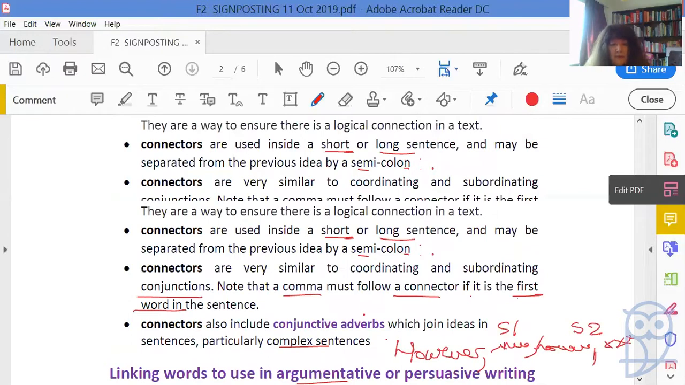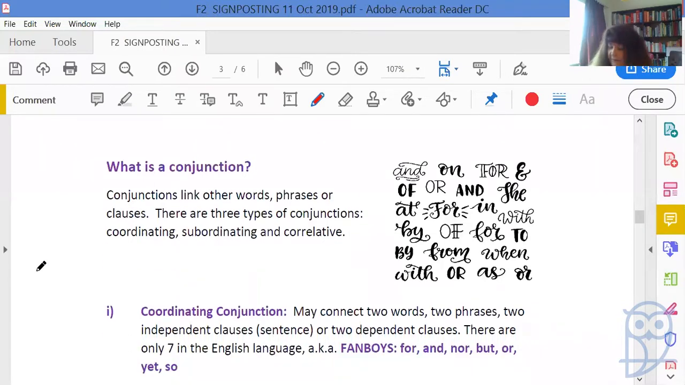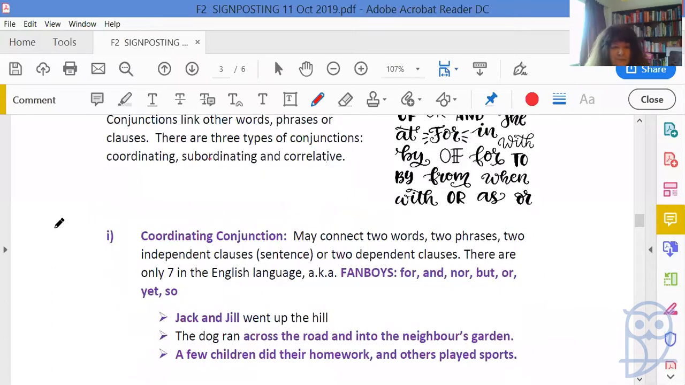Okay, so we've looked at connectors, signposting words, and now we look briefly at conjunctions, because that's another way to join sentences in particular. Conjunctions link other words, phrases, or clauses. There are 3 types of conjunctions: coordinating, subordinating, and correlative. Don't worry about what they're called. We'll look at them just now.